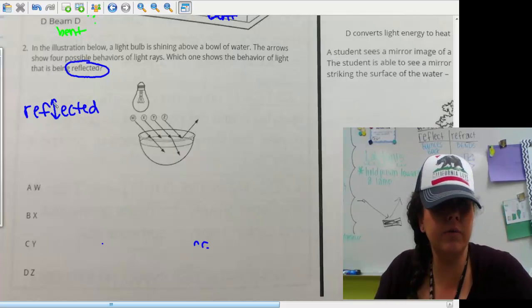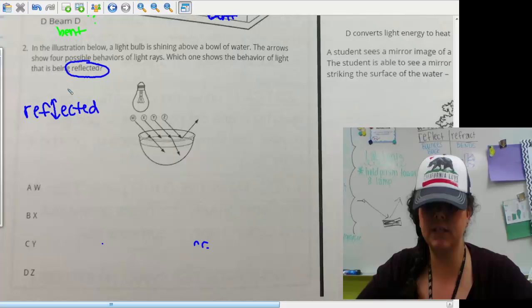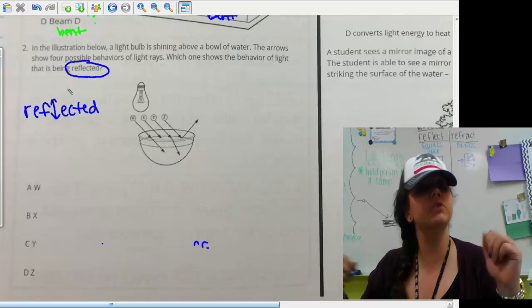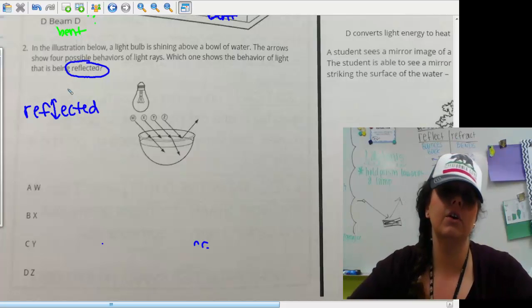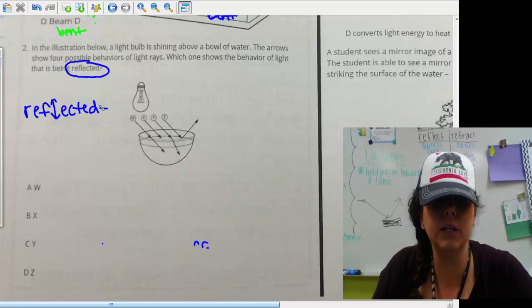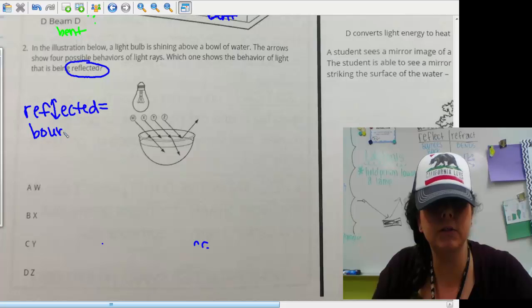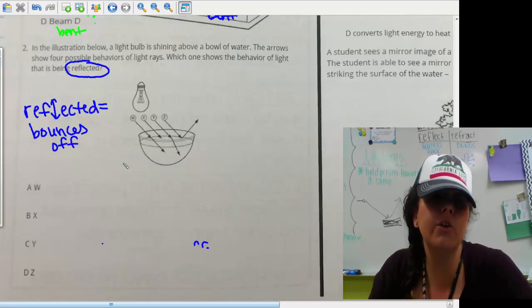So we're going to rewrite reflected with our special L, because that's reminding us that when light is reflected, it hits the surface and then what? Bounces off. Okay, so I'm going to define that very quickly. So reflected is when it bounces off. So I've got to find which one of these diagrams shows that.